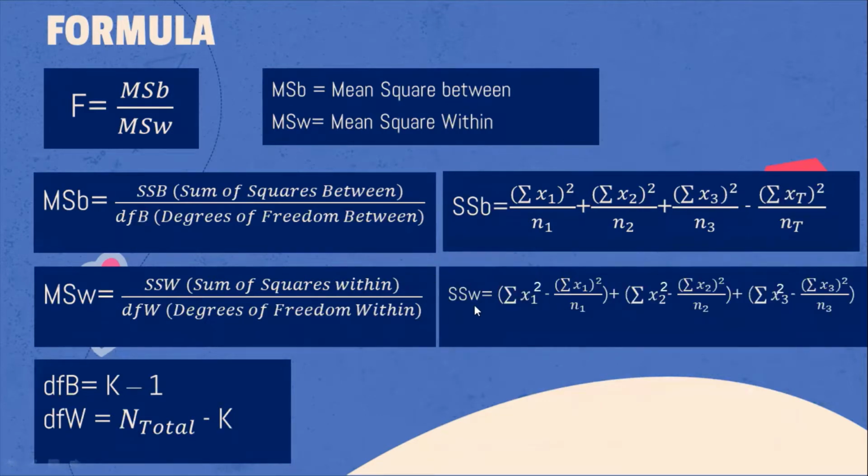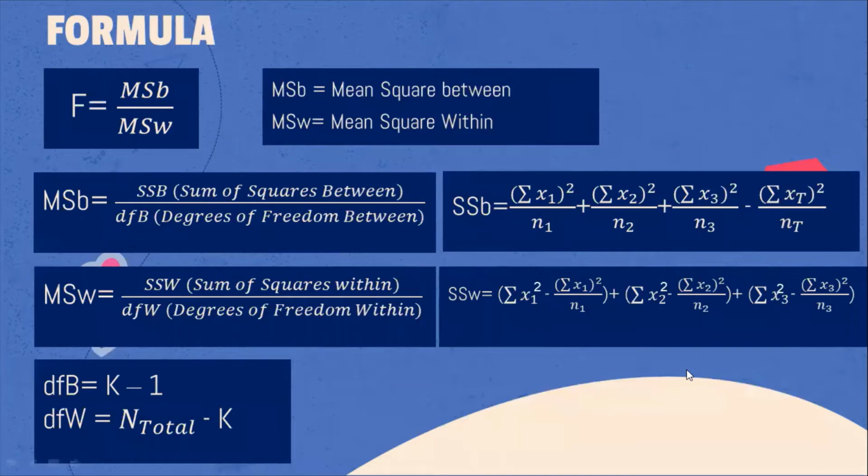In order for us to get the value of SSW or the sum of squares within, we need to do this formula. That is the quantity of the summation of the square of x sub 1 minus the square of the summation of x sub 1 over n sub 1, plus the quantity of the summation of the square of x sub 2 minus the square of the summation of x sub 2 over n sub 2, plus the quantity of the summation of the square of x sub 3 minus the square of the summation of x sub 3 over n sub 3.